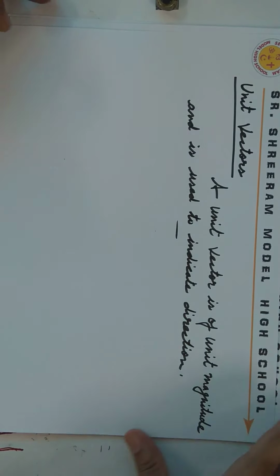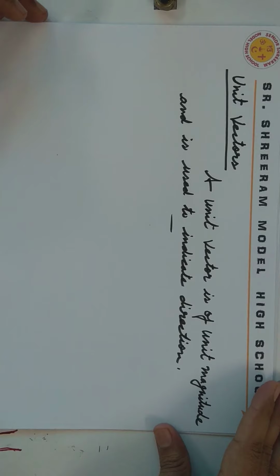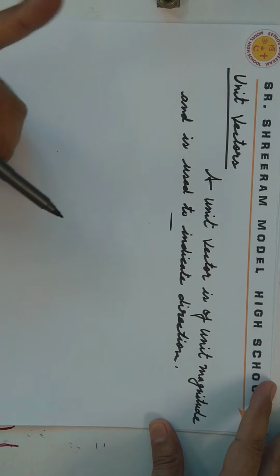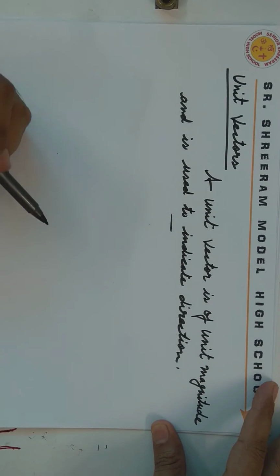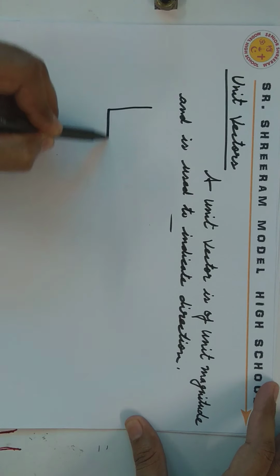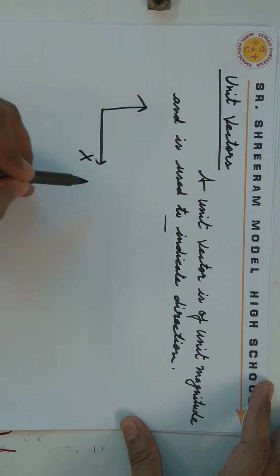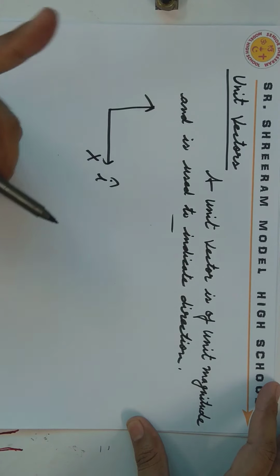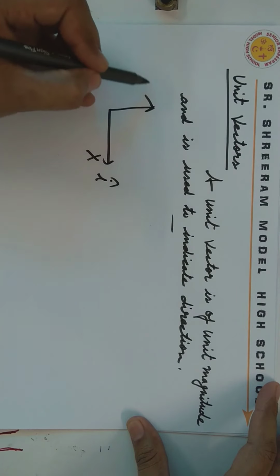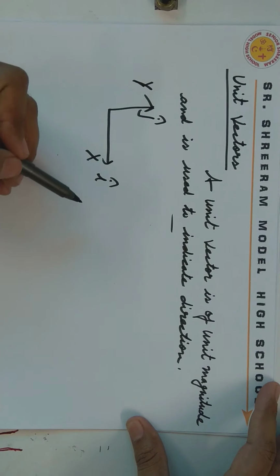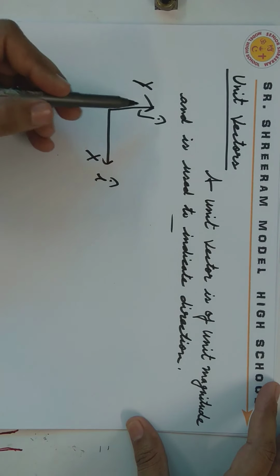Unit vector. So what is a unit vector? A unit vector is of magnitude unity. It has magnitude 1 and it is just used to indicate direction. Okay, so as I already told you, for x and y axis we use i cap to indicate direction of x axis. So i cap is a unit vector whose magnitude is 1 and it indicates x-axis direction. Similarly, y-axis is indicated by j cap. This is a unit vector which indicates direction of y-axis.